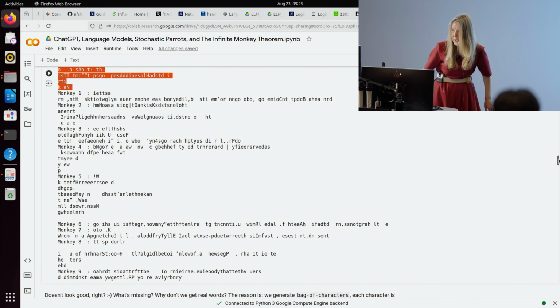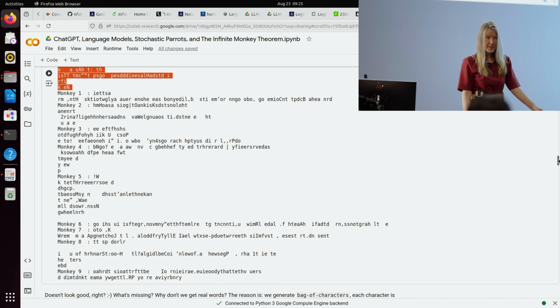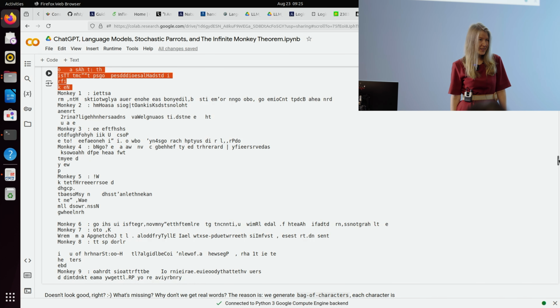So what is the major problem in our generation process? What is special about language? Yeah, exactly. We need to take into account the context, right? For now we are generating character by character independently, but actually language doesn't work like that. Each character is conditioned on neighboring characters. So let's incorporate this context, or the past, into our model.